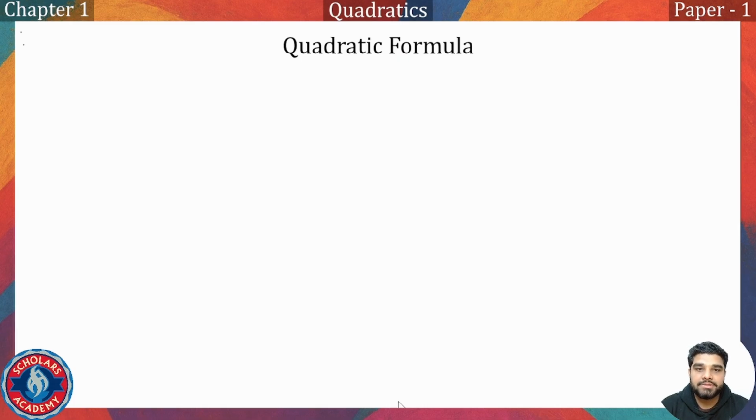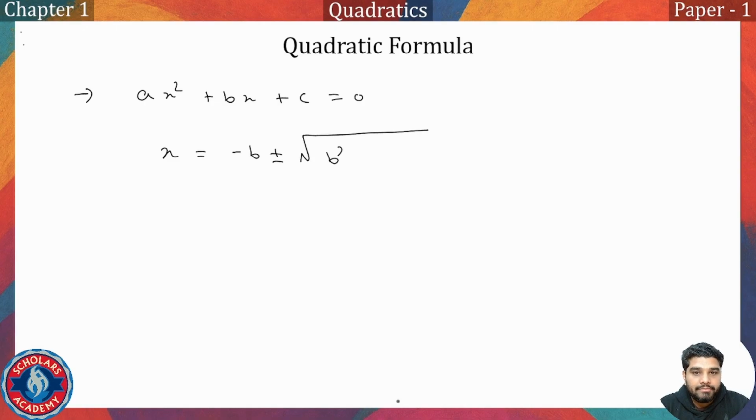So today we are starting with the quadratic formula. The quadratic formula is the most widely used way of solving quadratic equations. What is the formula? If we write a general equation, ax² + bx + c = 0, the quadratic formula says that the values of x will be x = (−b ± √(b² − 4ac)) / 2a.